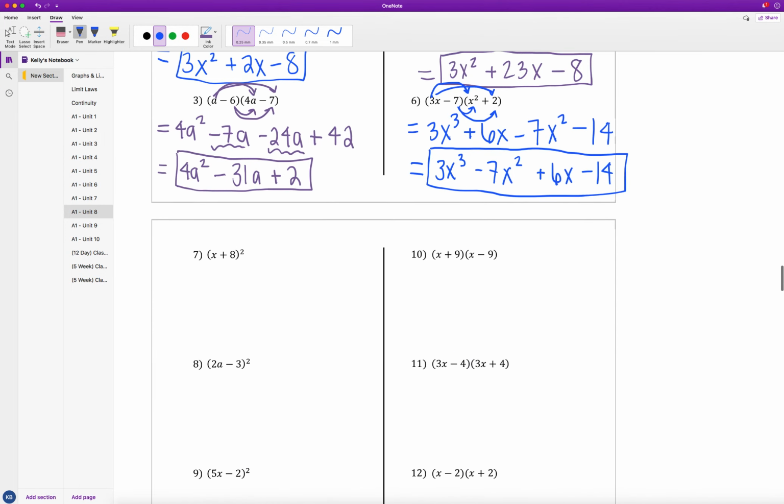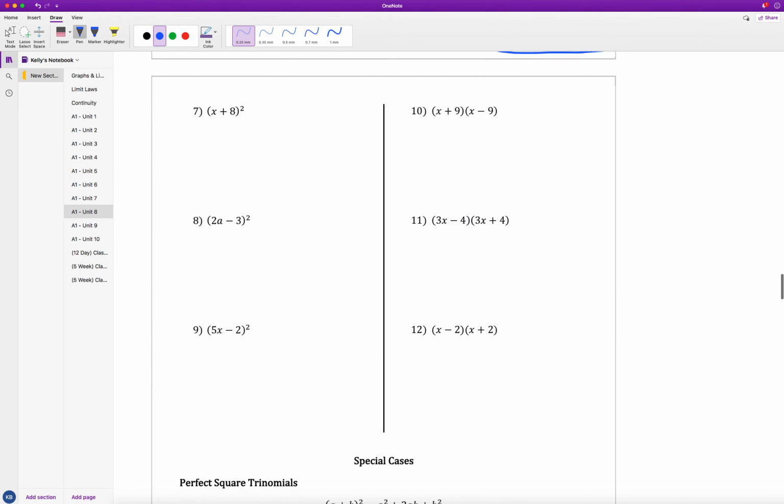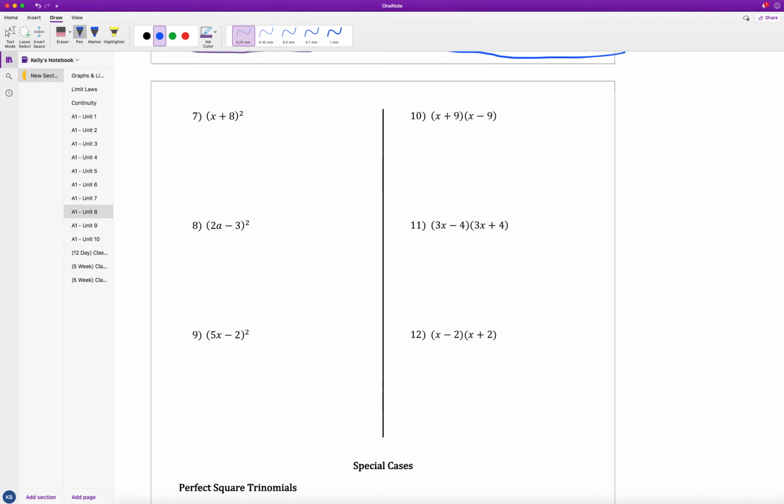All right, let's look at some more examples. So example 7 says x plus 8, the entire thing squared. So this problem right here, we've got to be very careful about this. So think about what the definition of something squared means. So when I write x squared, what is that really representing? What x squared is representing is x times itself.